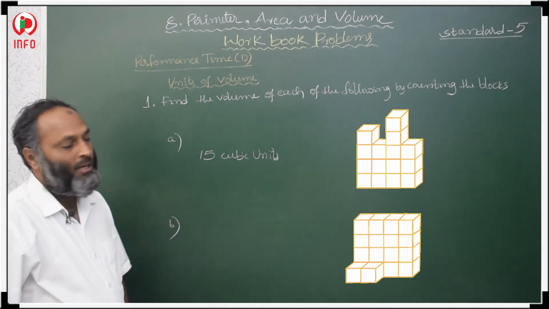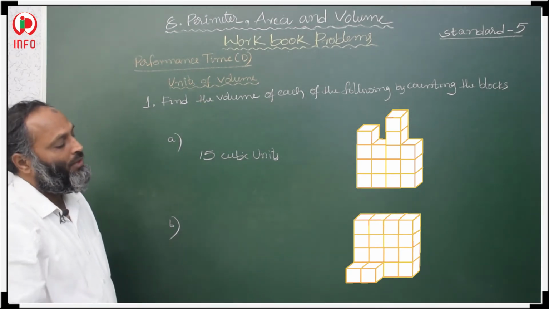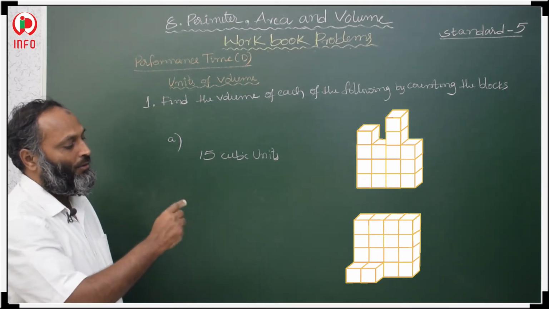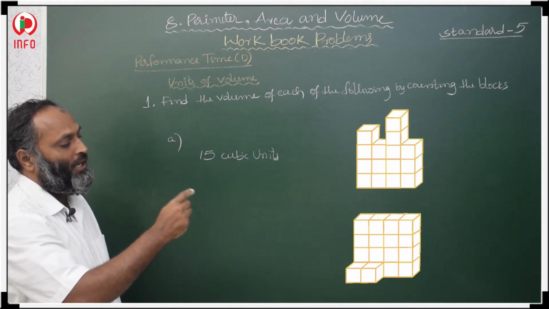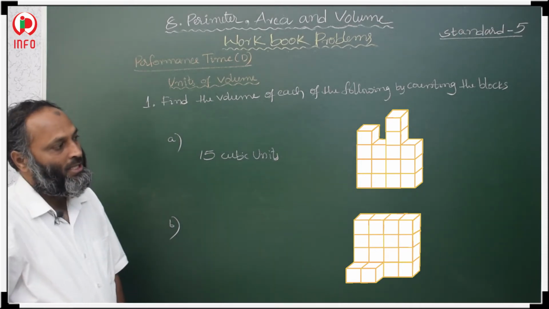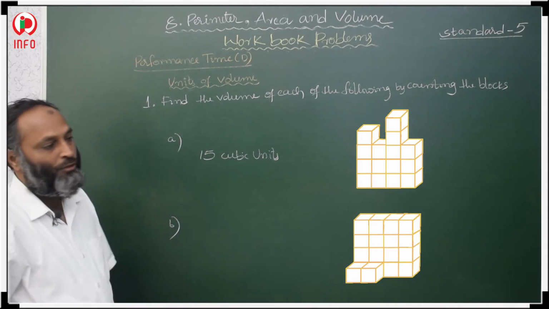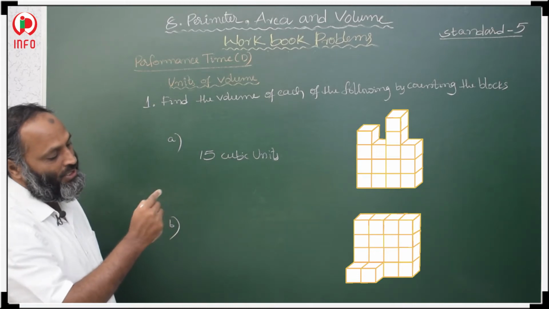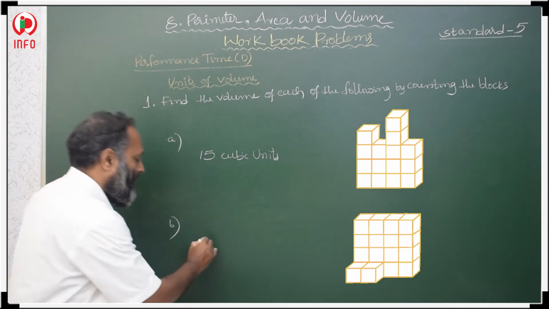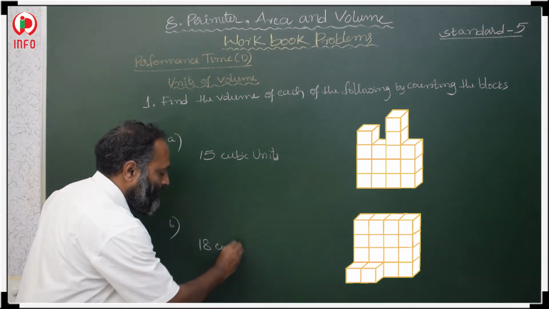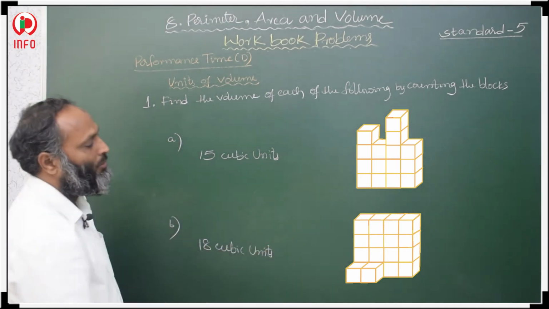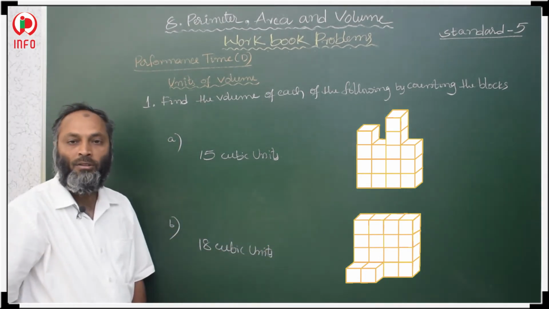And after that, in the next picture, in each row we have 4 blocks. How many rows do we have? 4 rows. 1, 2, 3, 4, 5, 6, 7, 8, 9, 10, 11, 12, 13, 14, 15, 16. 16 blocks were there, and before that 2 blocks were there, 17 and 18. Total how many blocks? 18 blocks. So, 18 cubic units. Just count the blocks and write your answer in cubic units. Okay.